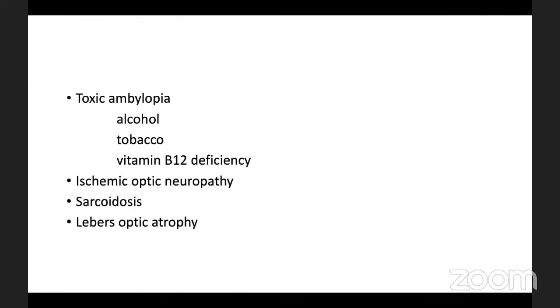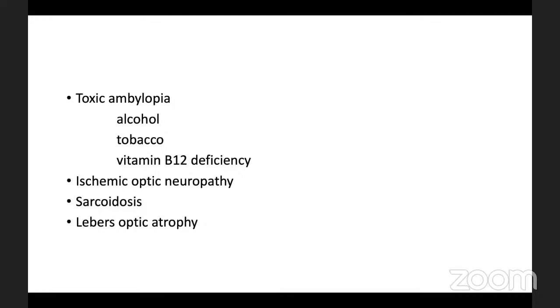Not all P100 latency delays are demyelinating optic neuropathy. Some of them could be very subtle. A toxic amblyopia like alcohol, tobacco, and vitamin B12 deficiency can also have a drop in amplitude and slight delay in the P100 latencies. So we're not considering these as demyelinating optic neuropathies.